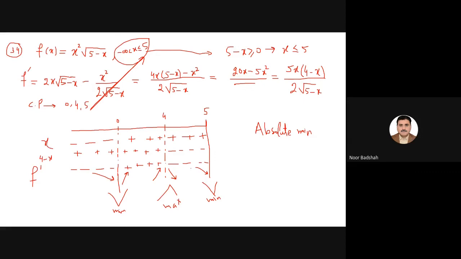मिनिमम कहां कहां पे है? जीरो पे है और फाइव पे है. जीरो पे फंक्शन की वैल्यू क्या है? जीरो है. और फाइव पे फंक्शन की वैल्यू क्या है? वो भी जीरो है. इसका मतलब ये है कि जो एब्सोल्यूट मिन है, that is and is at x equal to 0 and 5, because we are getting the same value at 0 and 5. It is not necessary that all the time you will be having the same value.